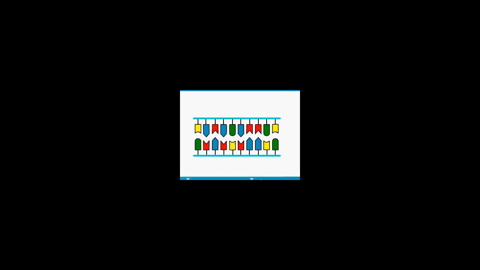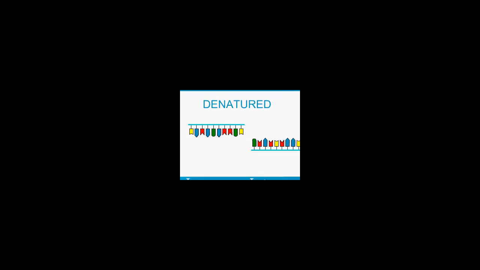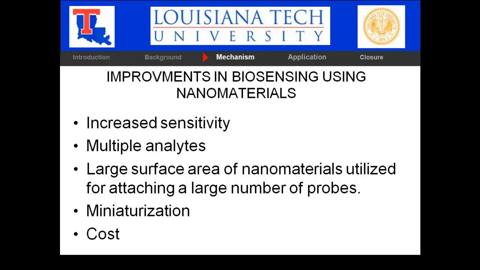Before it can be used for hybridization, a double-stranded DNA molecule must be separated into single-stranded DNA molecules, or denatured. And there's been a lot of improvement in DNA biosensing recently, which depends on the use of nanomaterials. Some of the improvements that have been observed are increased sensitivity and detection of multiple analytes.